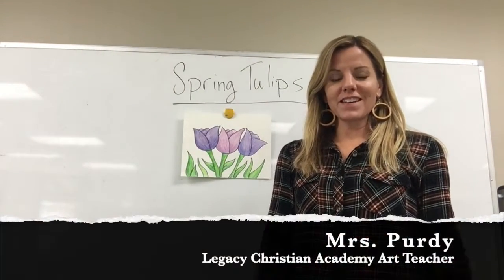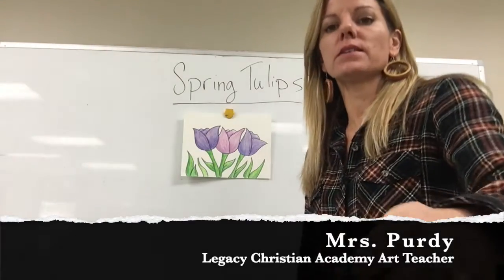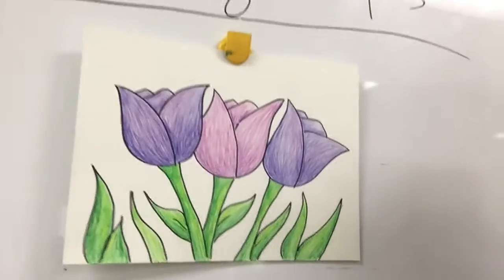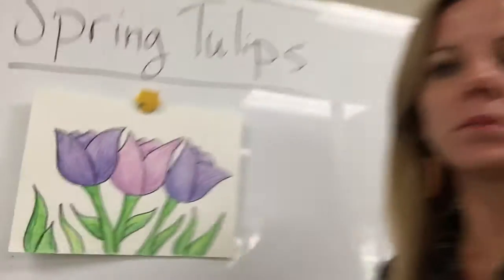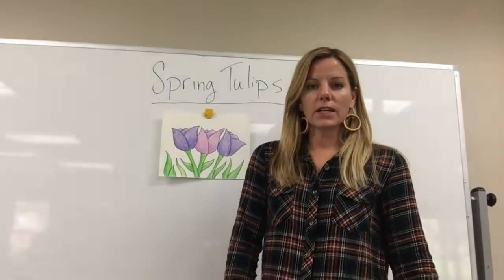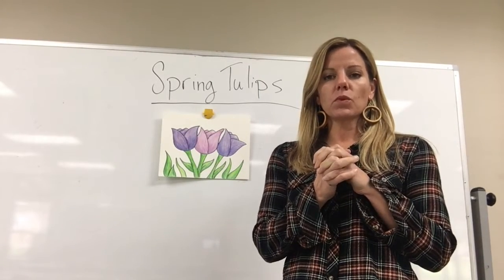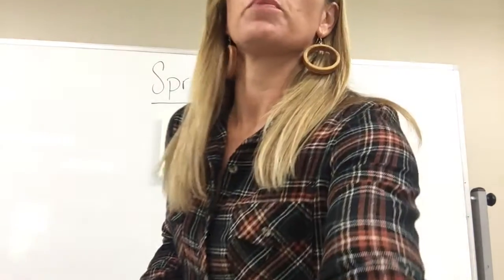So today what we're going to be working on is drawing some spring tulips here. You can see we have these 3 tulips. Now in class we have been studying and learning about how to look at art and also find out what elements of art have been used. So let me show you our poster here that we look at.